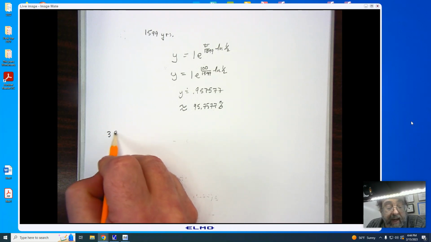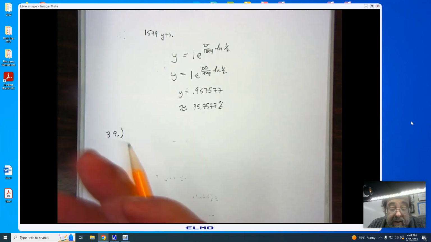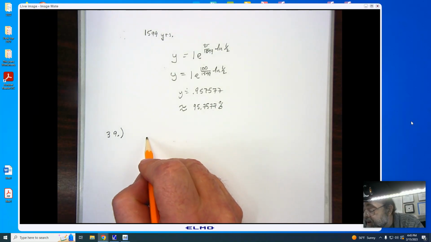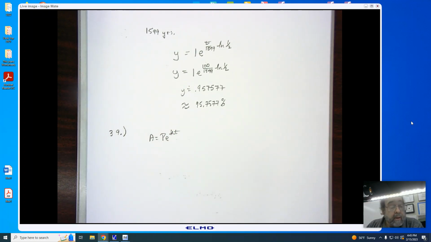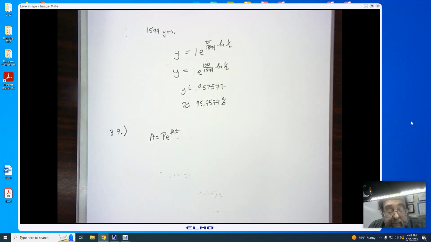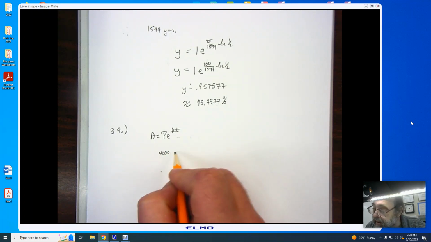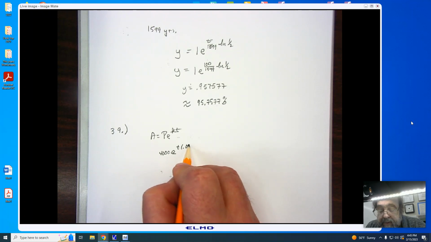This brings us to number 39. We have very few left. So number 39 is asking us to complete the table for a savings account with interest compounded continuously. Please remember that the compound interest is the amount equals your principal e to the kt power. So we're doing the exact same thing. This is an annual rate. So we're looking at having $4,000 as our initial investment, e to the t times 0.06.